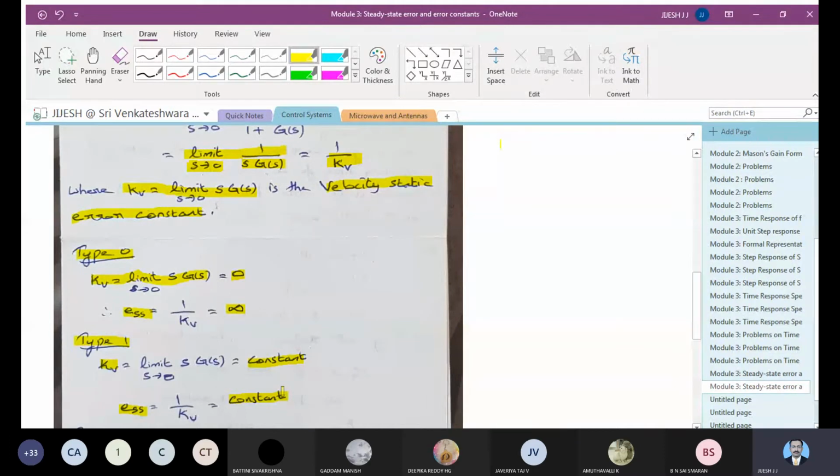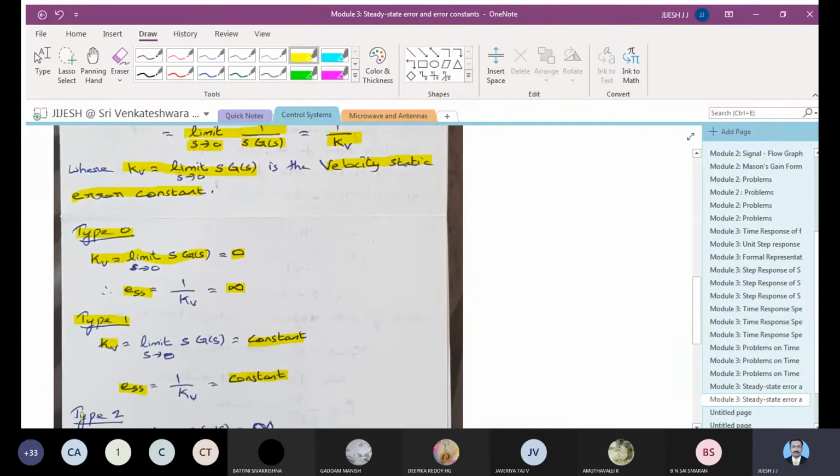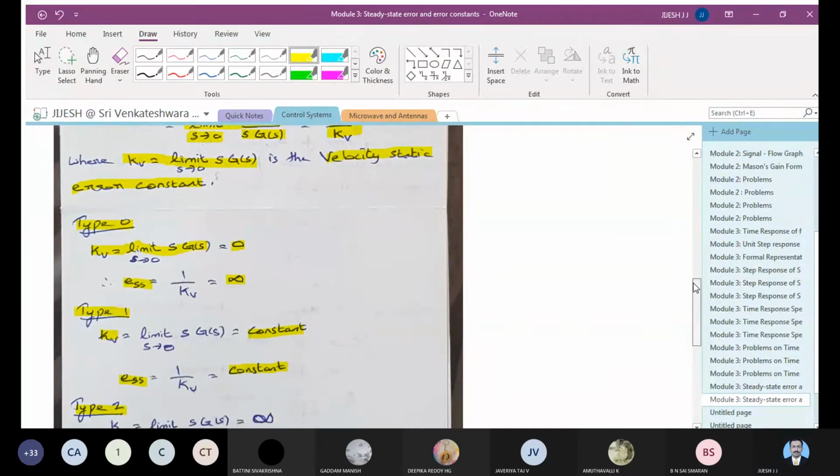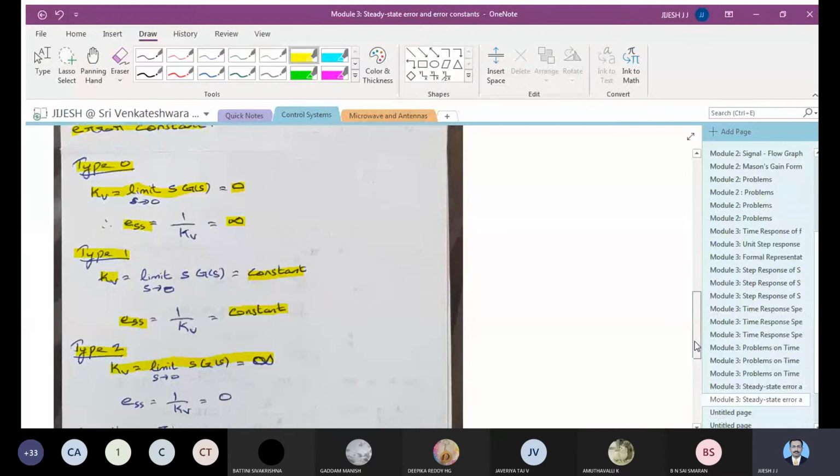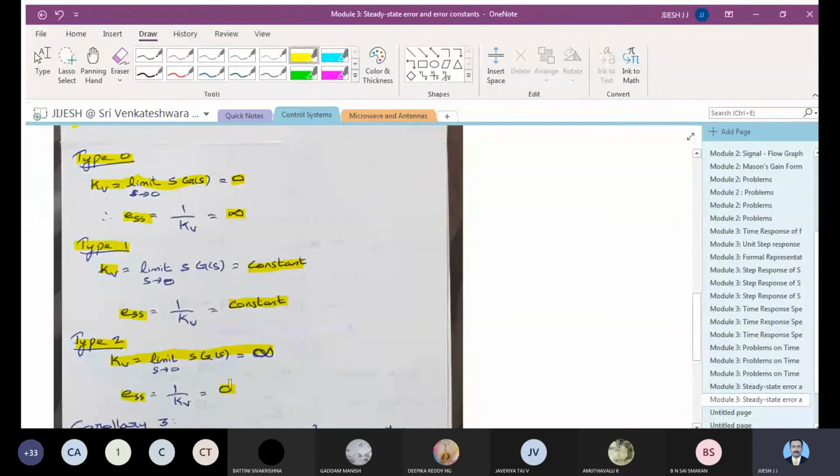So one more case, that is type 2. When you go with type 2, Kv will be infinity. When Kv is infinity, what will be ESS? Zero, sir. Yeah. So you will get ESS equal to 0. So you can just remember: type 0, Kv 0, ESS infinity; type 1, Kv constant, ESS constant; type 2, Kv infinity, ESS 0.